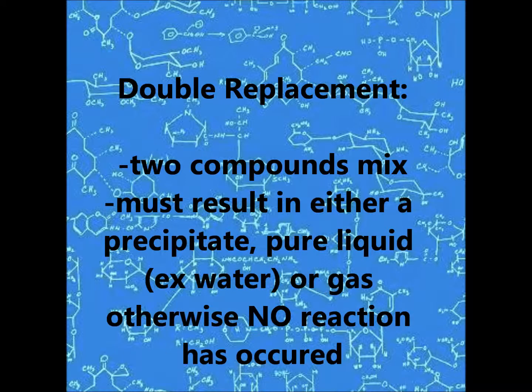Wow, I really feel like we've been through it all, and to think you haven't even begun AP Chemistry yet. So let's go over everything that we learned throughout this video. We started looking at double replacement reactions, which, if you'll remember, are when two compounds mix. For a double replacement reaction to occur, it must result in either a precipitate or a gas, otherwise no reaction has occurred. So you're going to need to brush up on those solubility rules to know when a precipitate's going to form, and you have to memorize those gases to know when a gas is going to form.